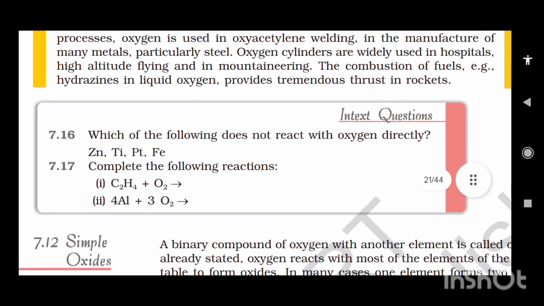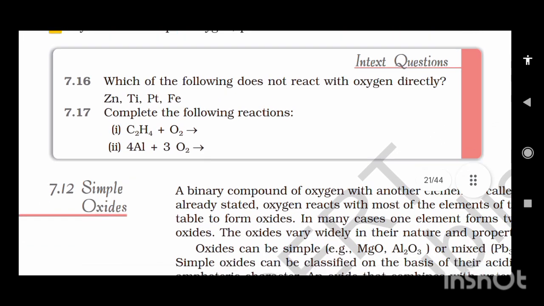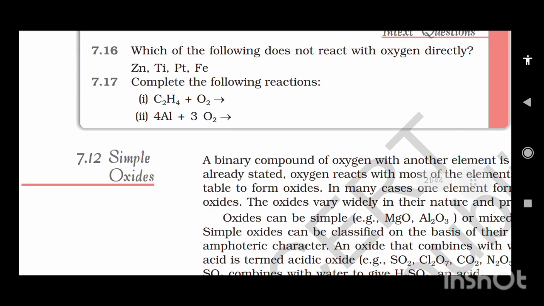In-text question: which of the following does not react with oxygen directly? Zinc, titanium, platinum, or iron. And next, complete the reactions when methane reacts with oxygen and aluminium reacts with oxygen.